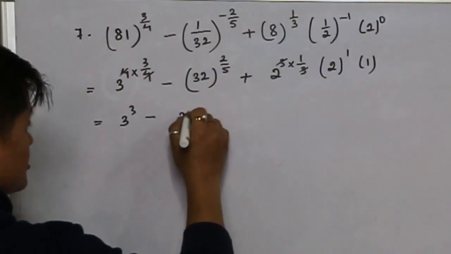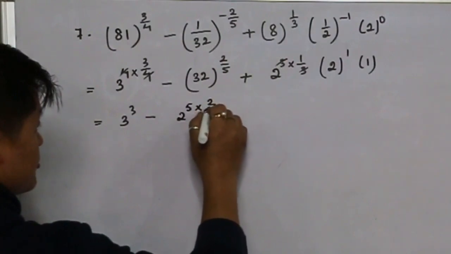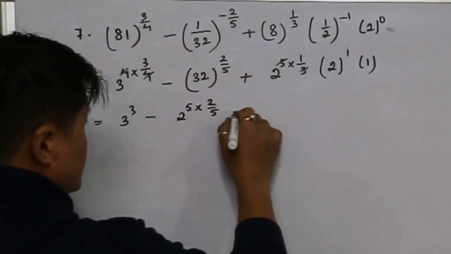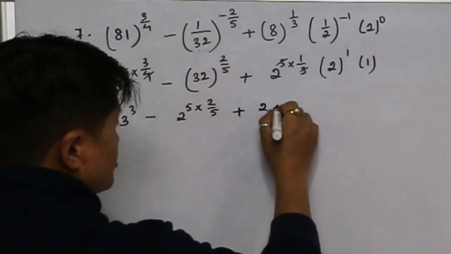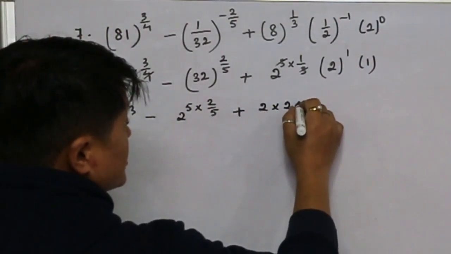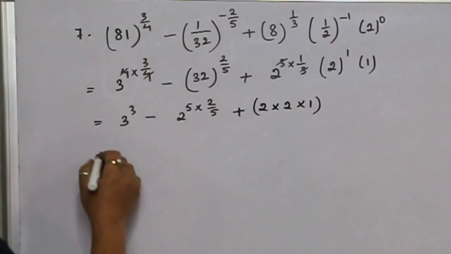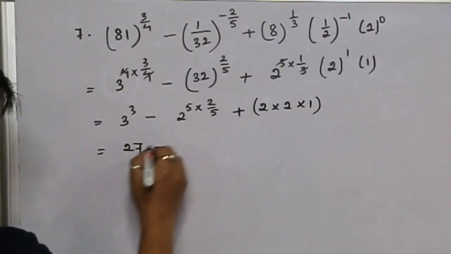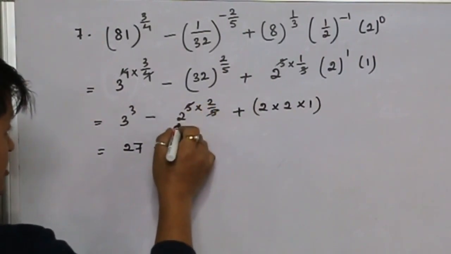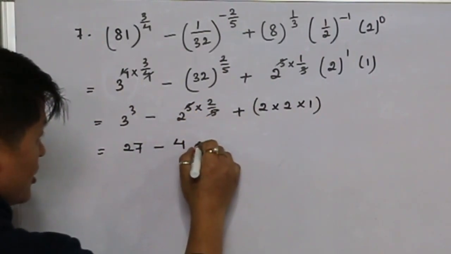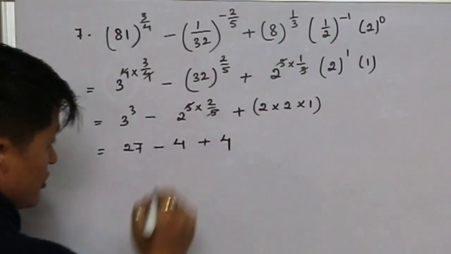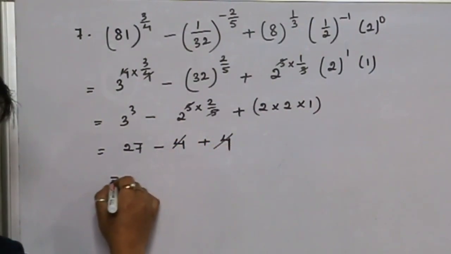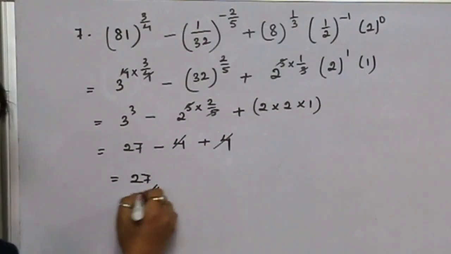This will become 2 to the power 5 into 2 by 5. So all the denominators of the power are being cancelled, plus 2 into 2 into 1. This will become 3 threes are 9, 9 threes are 27, minus, this will get cancelled, 2 twos are 4, plus 2 twos are 4. So both are plus 4 minus 4, we can have this cancelled, and the answer will be 27.